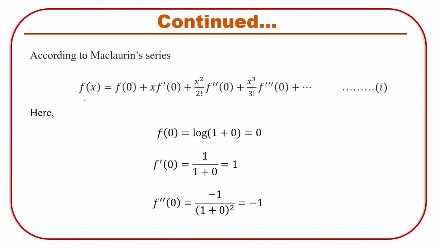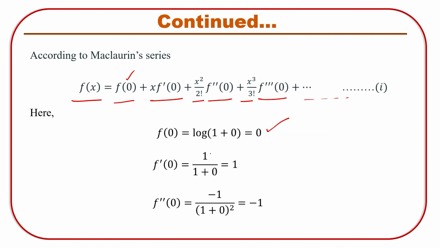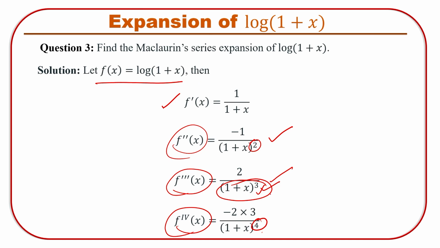So according to the Maclaurin series, f(x) can now be written as f(0) plus x f'(0) plus x^2 by factorial 2 f''(0) plus x^3 by factorial 3 f'''(0) and so on. Now finding the value of f(0): f(0) is equal to log(1 plus 0), that is equal to log 1, which is going to be 0. Similarly, f'(0) is 1 over 1 plus 0, that is equal to 1. f''(0) is equal to minus 1 over (1 plus 0) whole square, as you can see here, right.